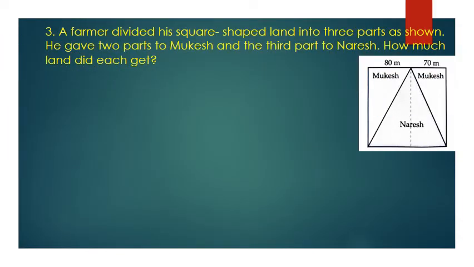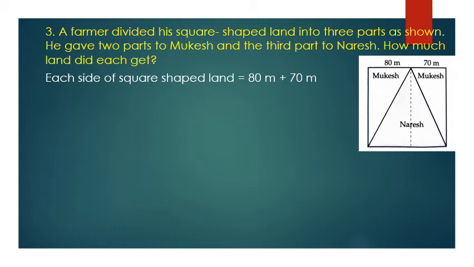Now children, let's come to question number 3 of this exercise. The question is, a farmer divided his square-shaped land into 3 parts as shown in the figure. He gave 2 parts to Mukesh and the third part to Naresh. How much land did each get? So children, let us find out the solution of this word problem. First of all, each side of the square-shaped land is equal to 80 meter plus 70 meter, which is equal to 150 meter. And this we can very easily see from the figure.